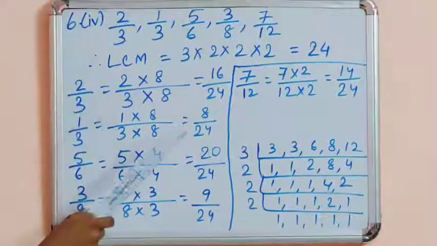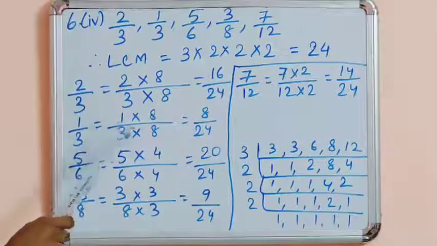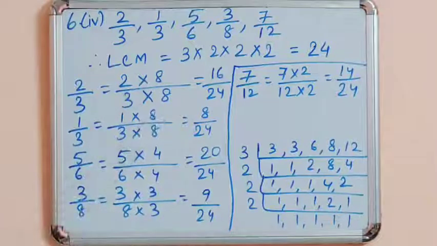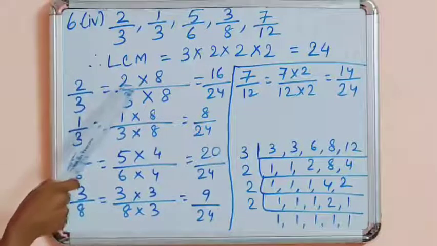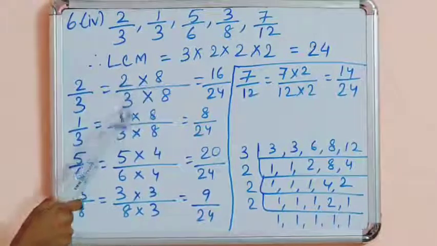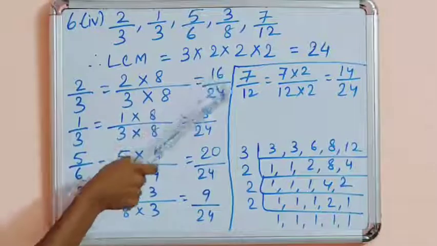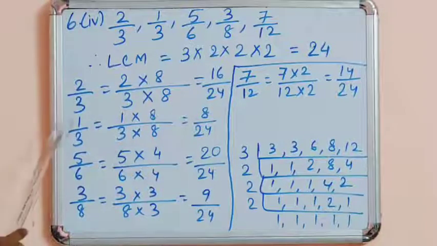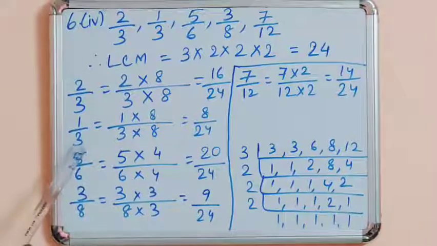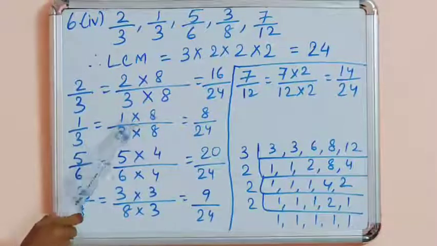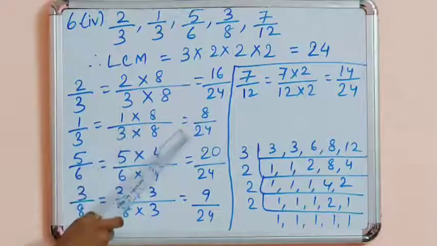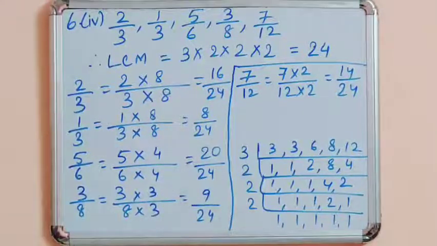So 2 by 3, so 24 divided by 3 is 8. So we have to multiply 8 in both numerator and denominator. So this will be equal to 2 into 8 by 3 into 8. So this is equal to 16 by 24. Now 1 by 3, again we have to multiply by 8 in both numerator and denominator. So 1 into 8 by 3 into 8. So this is equal to 8 by 24.